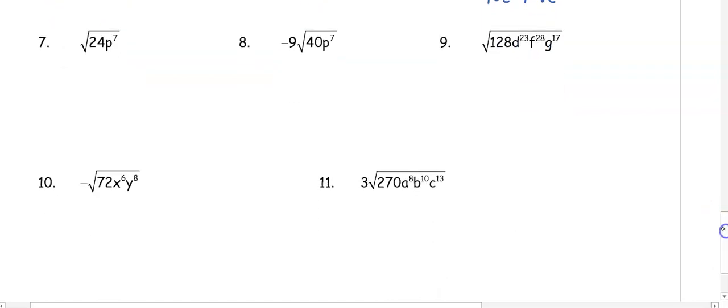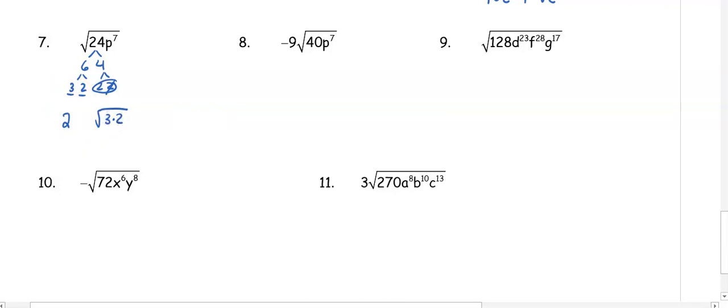Number 7, we have the square root of 24. So 24, we're going to have to factor tree. So 2 numbers that multiply to 24 are 6 and 4. 2 numbers that multiply to 6 are 3 and 2. 2 numbers that multiply to 4 are 2 and 2. So we have a pair of 2's that comes out front. Underneath the radical, we have the 3 and the 2 still.